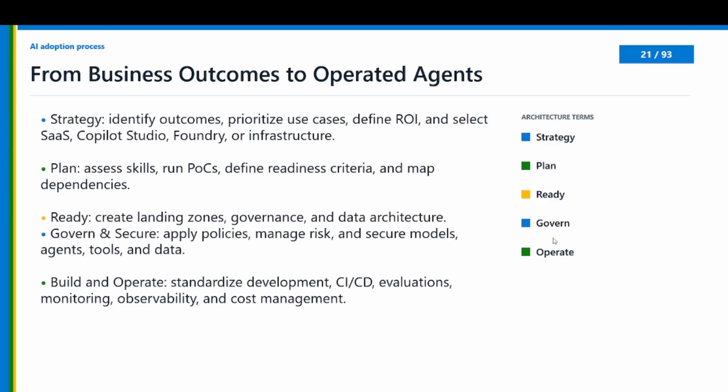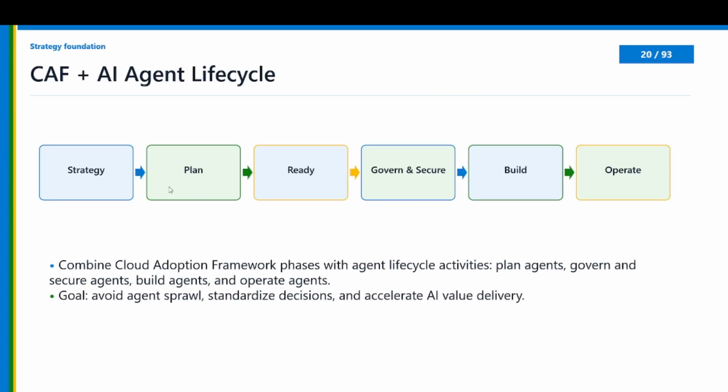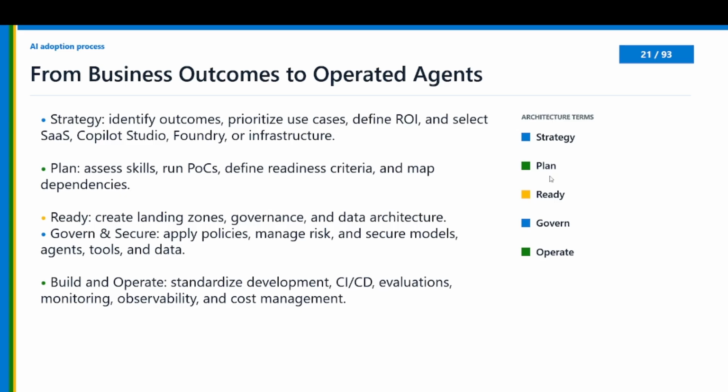So we have looked at the flow here: strategy, plan, ready, govern, secure, build, deploy, and then operate. They still follow this architecture. This is just the in-depth breakdown of what you are doing in each of these stages. You can see that each stage is dependent on the previous stage. So you cannot jump from strategy to building. It's not possible.